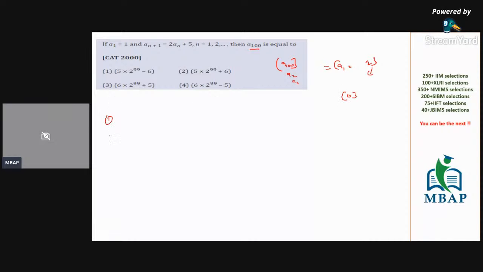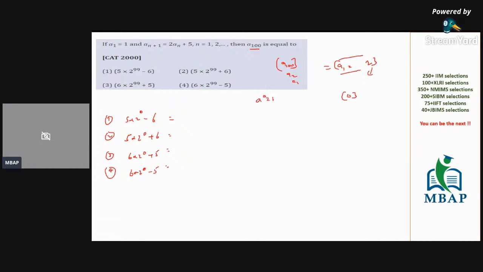Depending on that, all my four options are going to change. The new options will look like 5 into 2 raised to 0 minus 6, 5 into 2 raised to 0 plus 6, 6 into 2 raised to 0 plus 5, and 6 into 2 raised to 0 minus 5. The only thing you have to look for is that we know the value of A1 to be 1. See which option gives you 1.